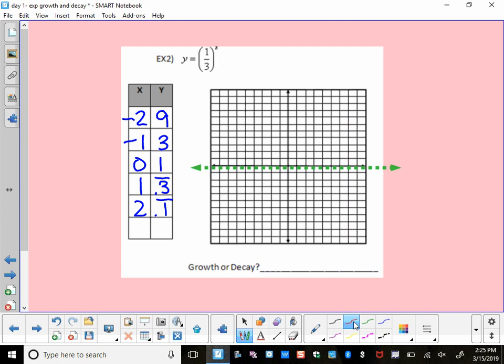All right, let's plot these points. Negative 2, 9. Negative 1, 3. 0, 1. 1, 1/3, and the decimal, I'm just going to try to get really close to my 0.